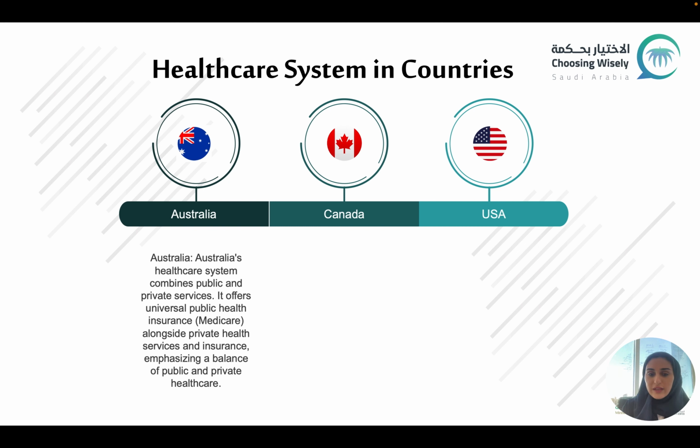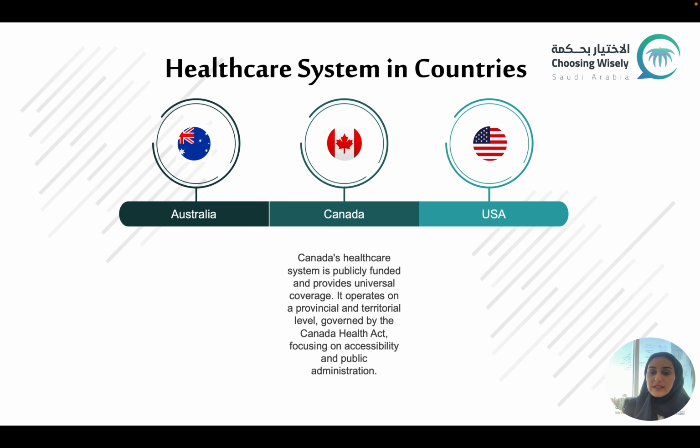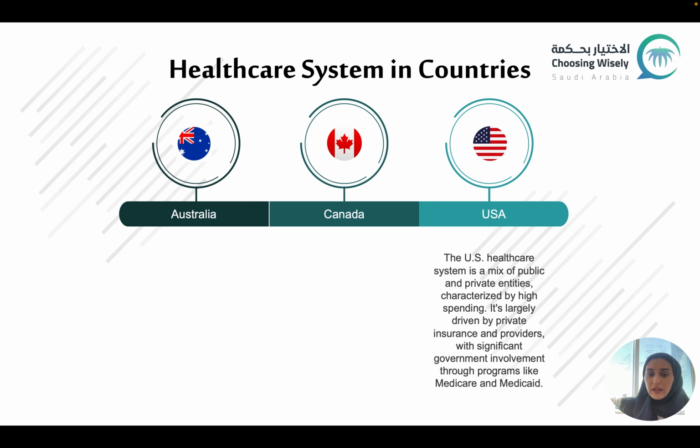In this slide, we can see Australia's healthcare system combines public and private services. It offers universal public health insurance, which is Medicare, alongside private health services and insurance, emphasizing a balance of public and private healthcare. Canada's healthcare system is publicly funded and provides universal coverage, operating on a provincial and territorial level, governed by the Canada Health Act, focusing on accessibility and public administration. On the other hand, the USA healthcare system is a mix of public and private entities characterized by high spending. It's largely driven by private insurance and providers with significant government involvement through programs like Medicare or Medicaid.